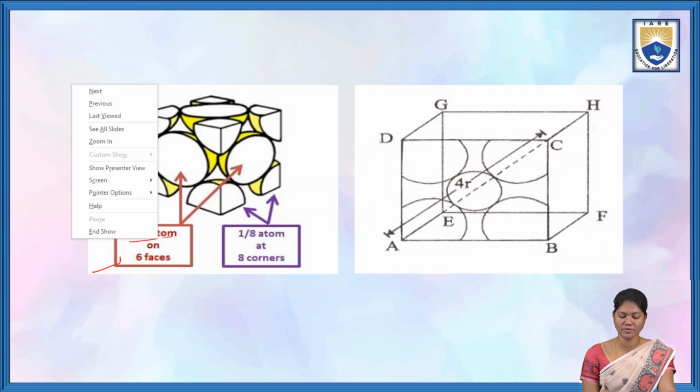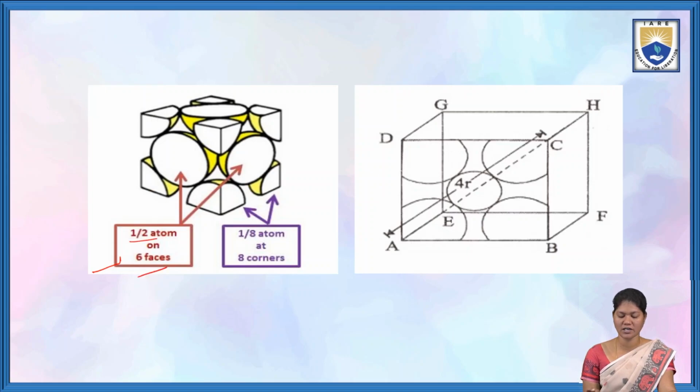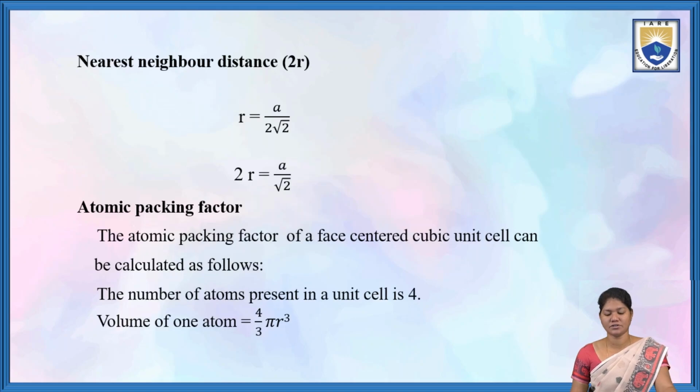So half atom on each of the 6 faces. So here 1/8 of an atom at 8 corners. So this represents corner atoms, and this represents face center atoms.